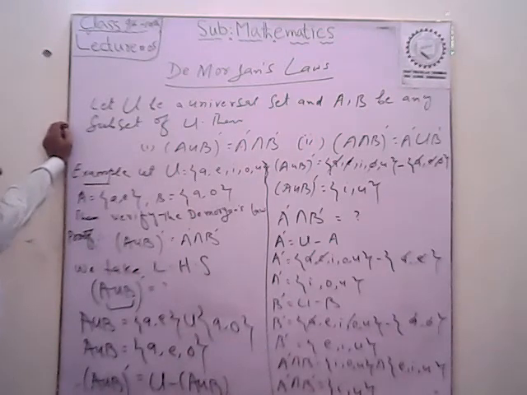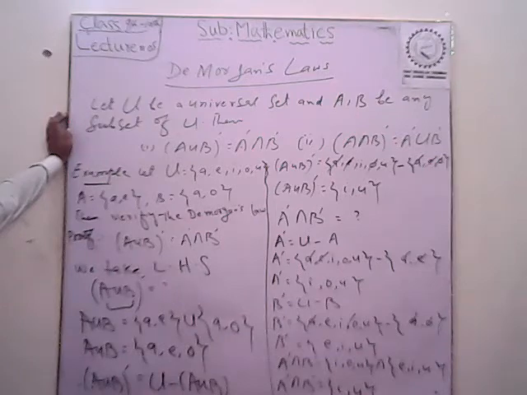De Morgan's law, the definition is that let U be a universal set and A be any subset of U. Then it is necessary that the two sets we have given are also subsets of the universal set. Then prove that the first property is that (A union B) whole complement is equal to A complement intersection B complement. Now the second property is that (A intersection B) whole complement is equal to A complement union B complement.